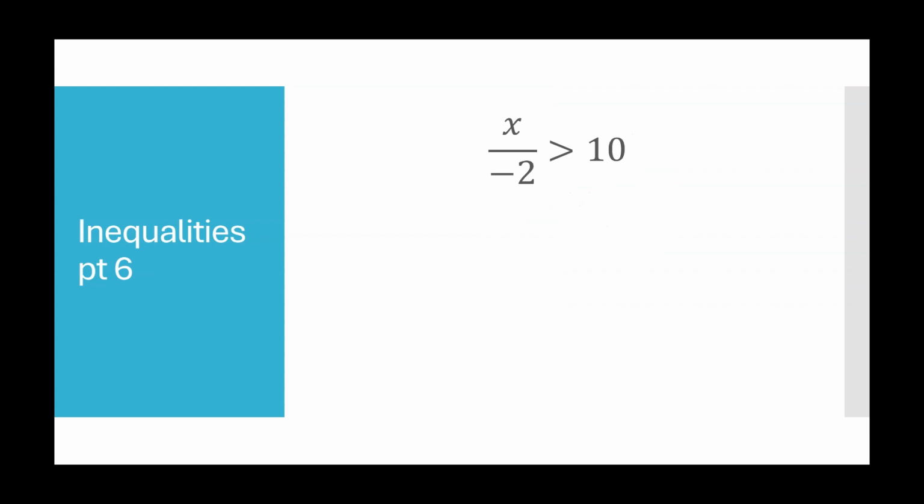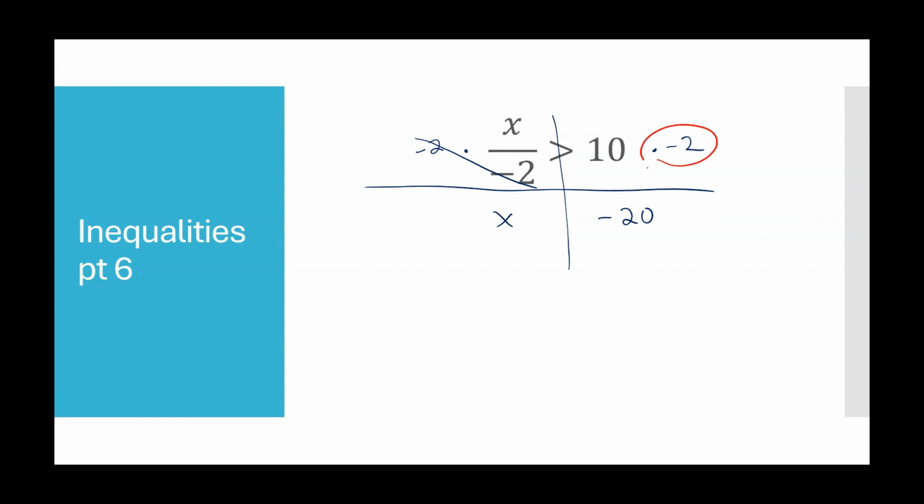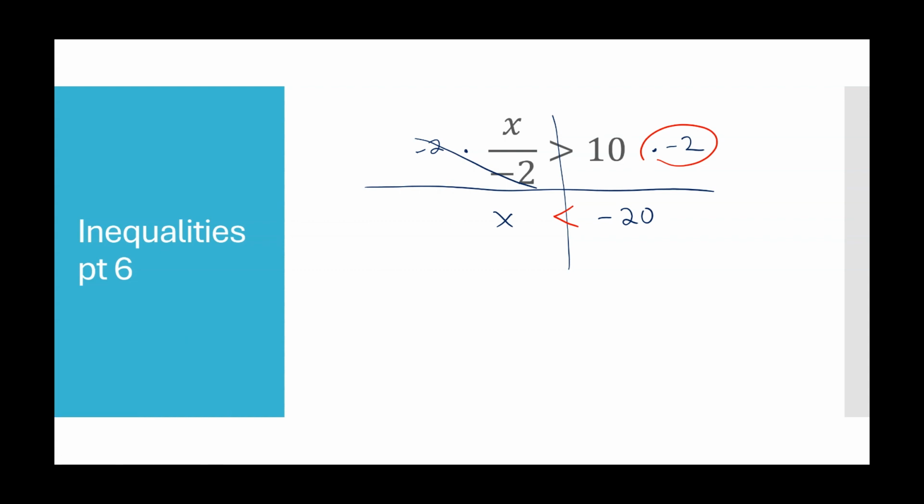All right, we have x divided by negative 2. To get rid of that divided by negative 2, I'm going to multiply by negative 2 on both sides of my equation. These guys cancel. Danger, danger, alert, alert. We multiplied by a negative. We must flip the sign every time. But we're done. X is smaller than negative 20.